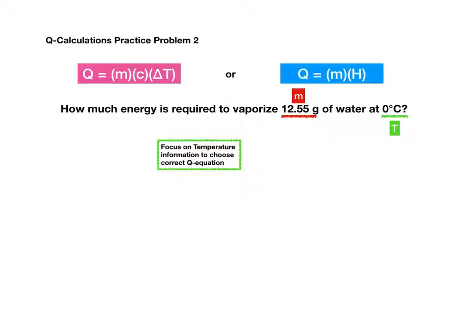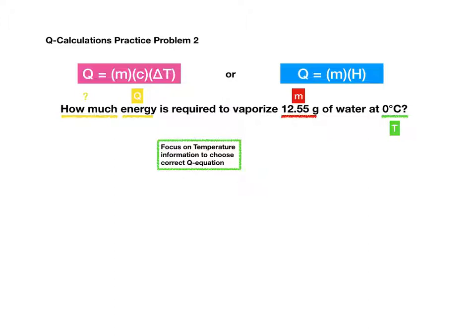Next, I want to identify, since there are no more given values, what I am supposed to achieve in this calculation. I see the words how much, and I realize I'm looking at what I'm supposed to calculate, and it ends with the term energy. And energy means I need to calculate Q.